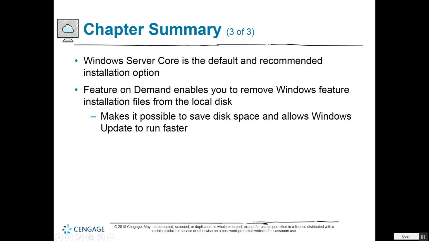Now, Windows Server Core is the default and recommended installation option, as long as you're comfortable with PowerShell and you're not dependent on a GUI. It's the most efficient and lightest. Now, we've got Features on Demand. It enables you to remove Windows feature installation files from the local disk. It makes it possible to save some disk space and allows Windows to update and run faster.